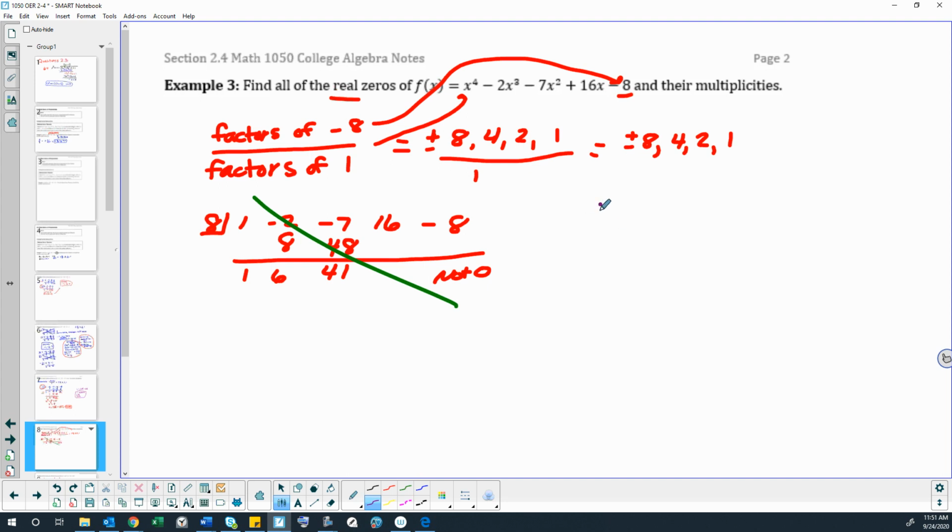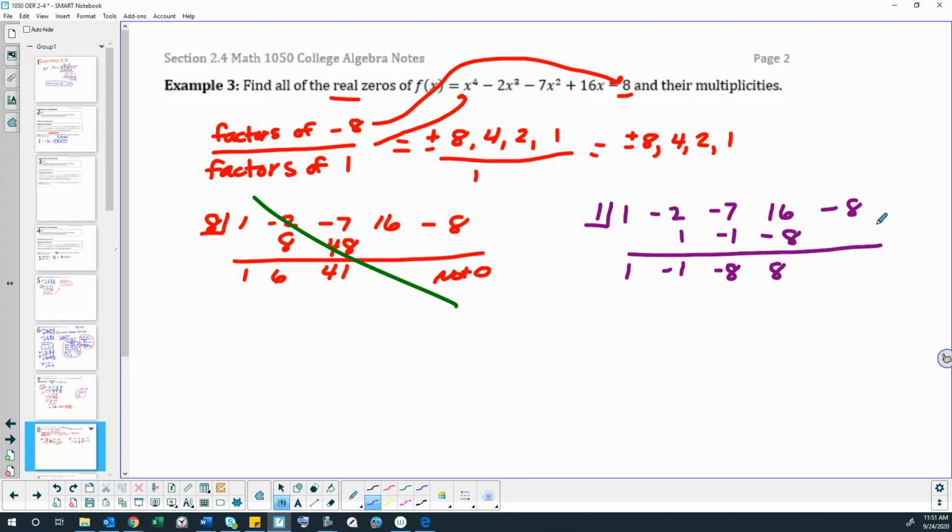All right, let's go ahead and try 1. Probably starting with the biggest number was a bad idea, but it gave us an idea of how we can immediately tell that something's not going to work. So bring down the 1. 1 times 1 is 1. -2 and 1 is -1. -1 times 1 is -1. -7 and -1 is -8. -8 times 1 is -8. 16 minus 8 is 8. 8 times 1 is 8. And voila, we got a 0. Woohoo! So we have one zero.